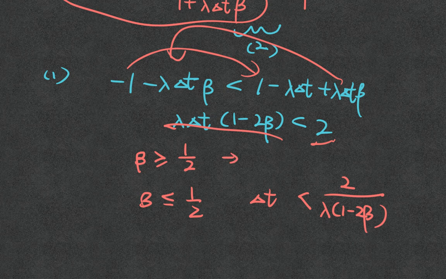It has to be smaller than 2 divided by 2, 1 plus 2 beta, okay? So when beta is greater than 1/2, this whole term becomes negative. So a negative number, provided lambda and delta t are positive, would always be smaller than 2, right? Do you agree? Okay, so no problem, unconditional. So this is actually why it's called unconditionally stable.